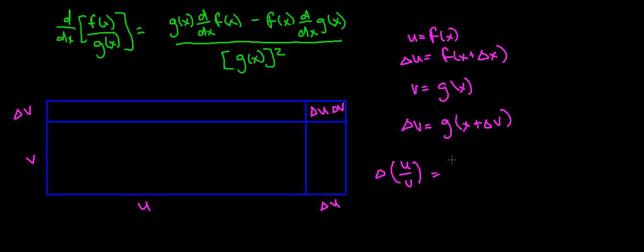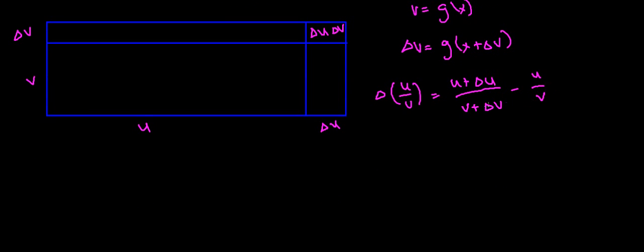So for this, I'm going to have u plus delta u, which is this whole side, divided by v plus delta v, which is this whole side, and then I'm going to subtract u over v. Next, I'm going to put these over the same fraction. So I'm just going to multiply this side by v plus delta v and then this side by v.